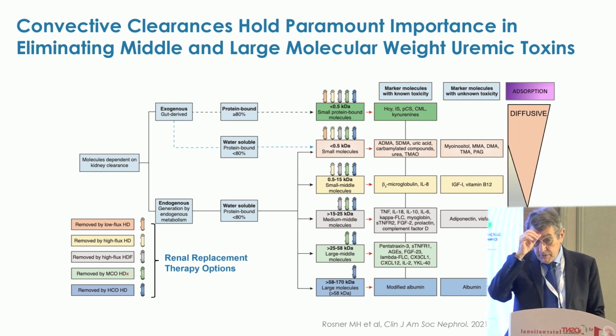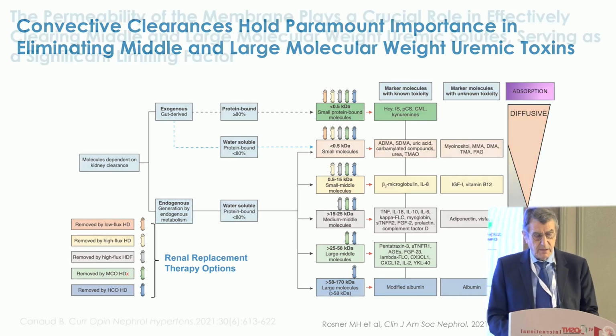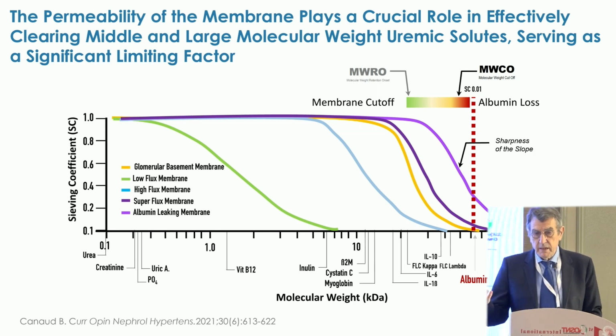And again, this is a nice review from Rosner and colleagues, showing that if you link uremic toxins based on molecular weight, toxicity identified, and then renal replacement therapy, and I put that on the right side of the slide, there is a way to move from diffusive to convective to remove what we are interested in. So this is exactly fitting with what I said. Convective therapies are needed to increase the efficiency of our treatment. The technique is one thing, the membrane is another. This is just a way of summarizing the permeability of a membrane. We usually use either the convective clearance or the sieving coefficient, which is a way to express the permeability.